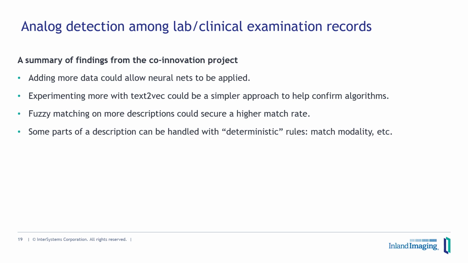Some of the other things that we saw is that if we could pull out of the descriptions things like modality, body part, some things that are more deterministic, we could categorize the exam code. That might help us to do more with the neural nets, using even the body parts, or even the hierarchy of body parts, body systems, and that kind of stuff.